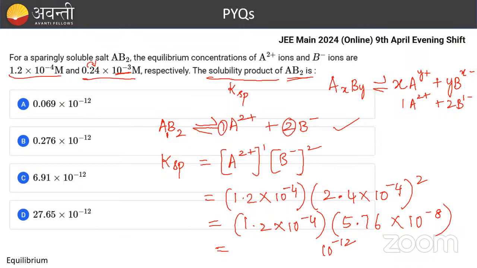And if I multiply these two numbers, I will get 6.912 into 10 to the power minus 12. All right. So option C is coming out to be the correct answer. KSP is 6.912 into 10 to the power minus 12. Clear? So whatever might be the salt, dissociation can be done using this formula and substitute the concentration values and get the answer. That's all. All right.